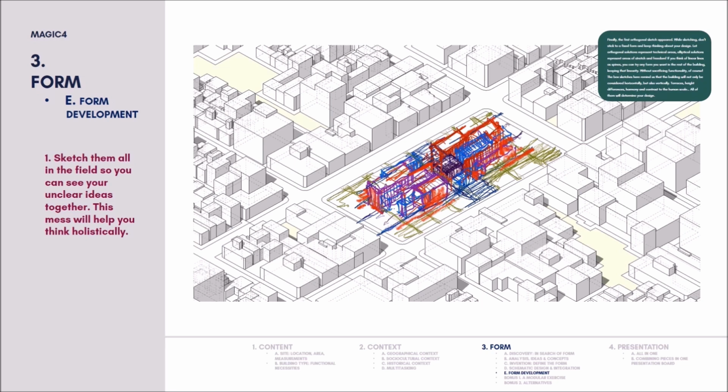If you think of linear lines as spines, you can try any form you want in the rest of the building, keeping that linearity. Without sacrificing functionality, of course. The box sketches here remind us that the building will not only be considered horizontally, but also vertically. Terraces, height differences, harmony and contrast to the human scale. All of them will determine your design.